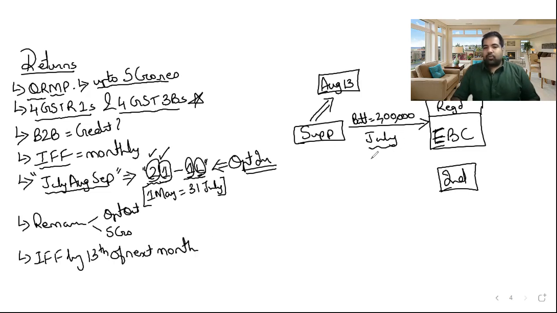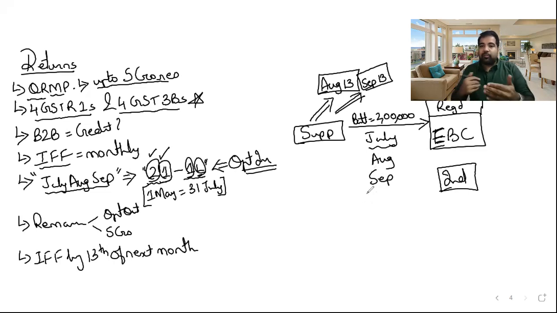So that is July's. What about August IFF? August IFF you'll file by September 13th. Great. And what about September's IFF? September you will not file the IFF because the quarter is ending. So you will file GSTR1.